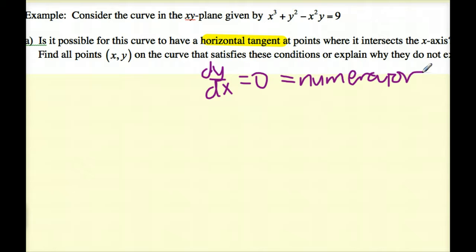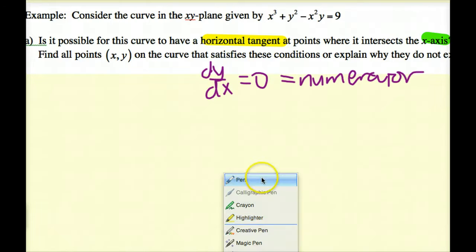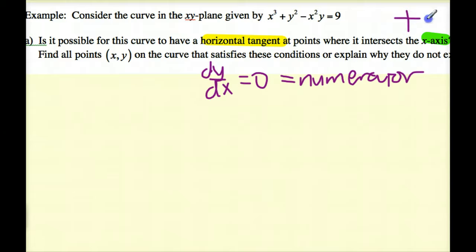The second part is it has to intersect the x-axis. So if we take a look at what that means, the x-axis, doesn't that mean I want to take a look at this horizontal axis right here? So we need to see if this is possible. So let's go ahead and find our dy dx and see where there is a horizontal tangent.